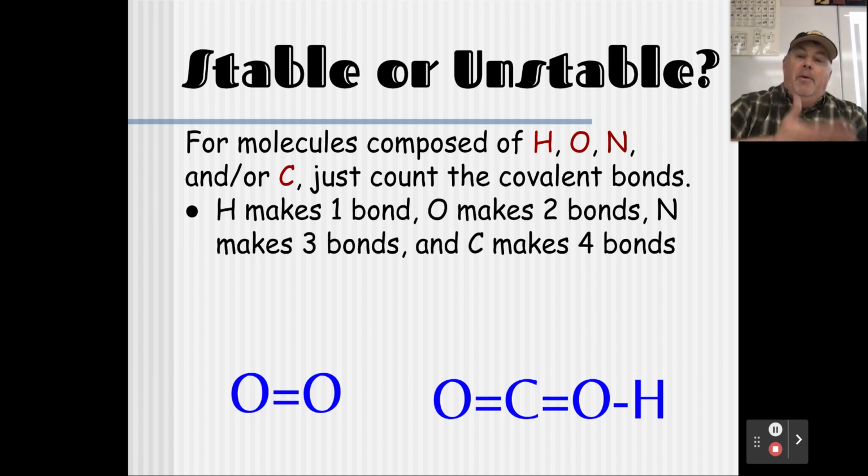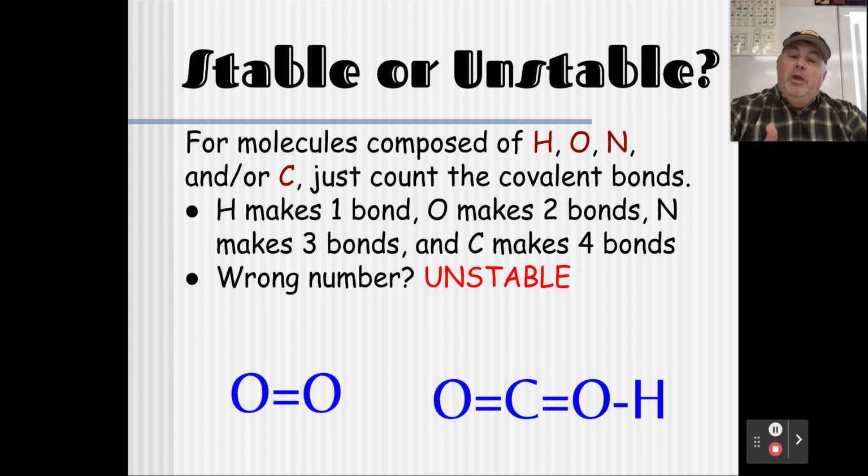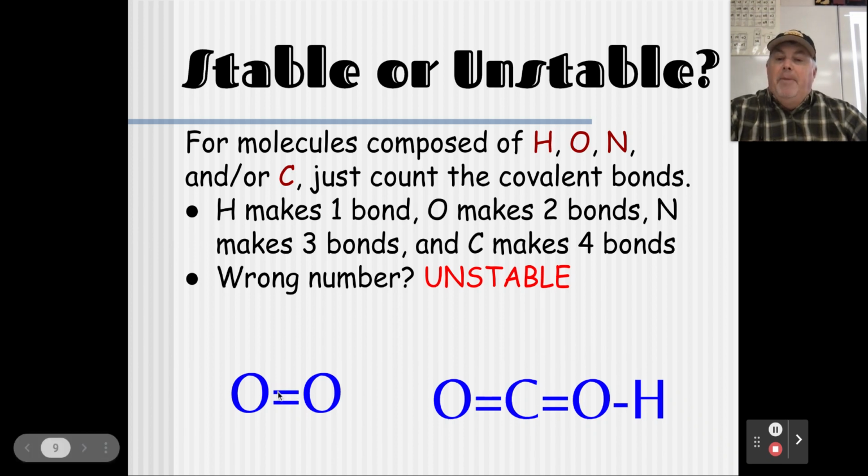And so just keep this in mind, both on the handout that I will give you or have given you, and also the models we make in class, that hydrogen bonds with one, oxygen two, nitrogen three, and carbon four. So if we have the wrong number, for example, if we see that oxygen is combining with another oxygen, like here in the middle on the left-hand side, this would be a stable molecule. In other words, each oxygen needs two lines to become stable.